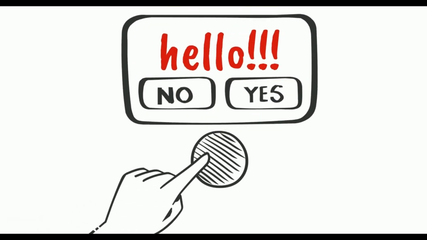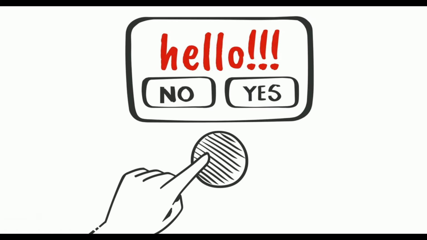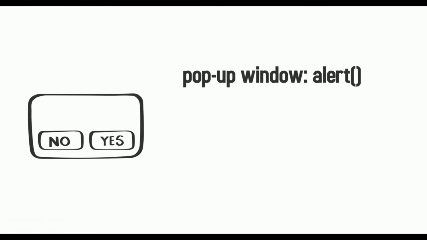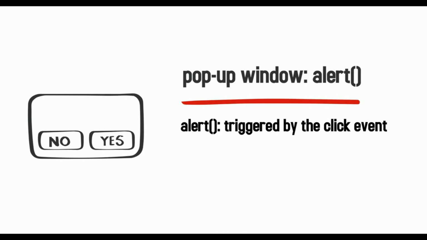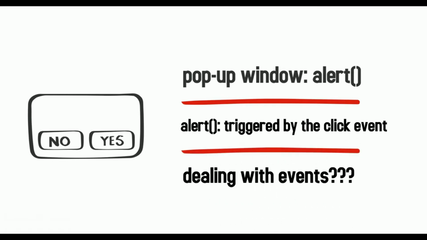Let's say we have a button here. Every time we click it, we want a pop-up window saying, "Hello." How do we do that using Vue? The pop-up window is created by the alert function. The alert function is triggered by us clicking the button. So we are dealing with events here. In this case, we are dealing with the click event.